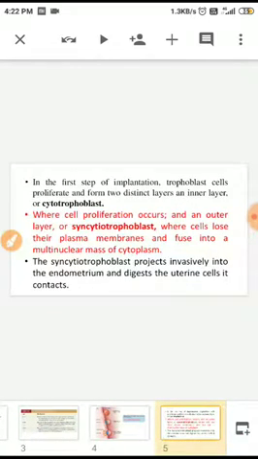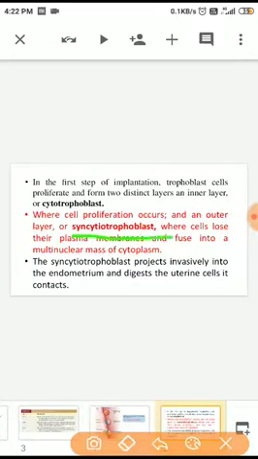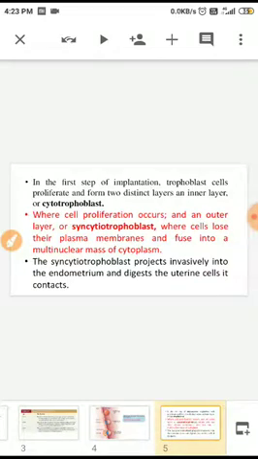Next, in the first step of implantation, trophoblast cells proliferate and form two different layers: an inner layer, the cytotrophoblast, and an outer layer, known as the syncytiotrophoblast, where cells lose their plasma membrane. Cells lose their plasma membrane and fuse into a multinuclear mass of cytoplasm. The syncytiotrophoblast projects invasively into the endometrium and digests the uterine cells in contact.